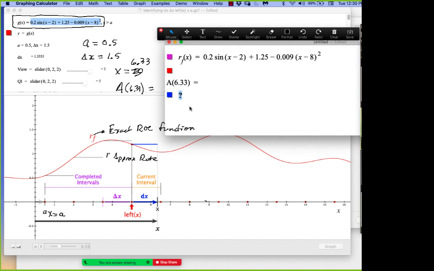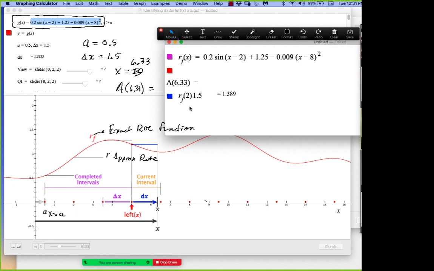1.5 times r sub f of 2. Can I do r sub f of 2 first? Is that okay? I believe so. R sub f of what? What do you want to do? 2. 2? Okay. Times 1.5. All right. Is that part of the deal here? You like it? So what else? Is that it? Is that A of 6.33?